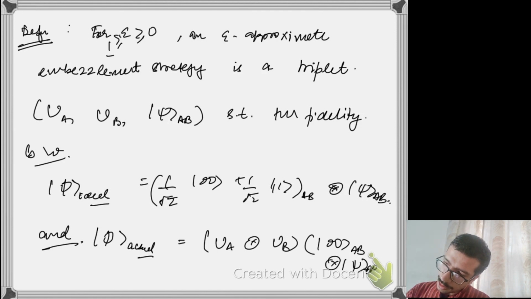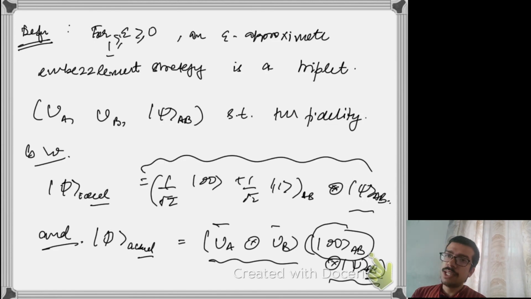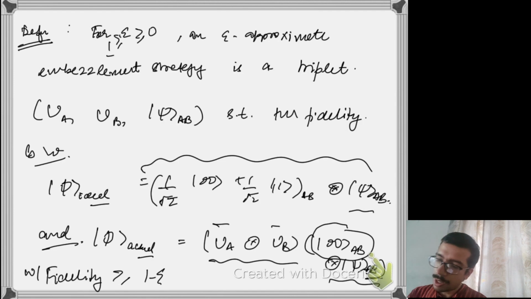So essentially psi AB is like a catalyst state, and you want to start from ket 00 tensor psi AB. You want to apply these UA tensor UB. These are local unitaries which Alice and Bob are performing, and we want to achieve the state EPR tensor psi AB. And the main catch here is that the fidelity is greater than or equal to 1 minus epsilon. Note that we are not saying that the fidelity has to be 1. We are only saying that it has to be greater than or equal to 1 minus epsilon. Here the dimension of psi B is the entanglement dimension.